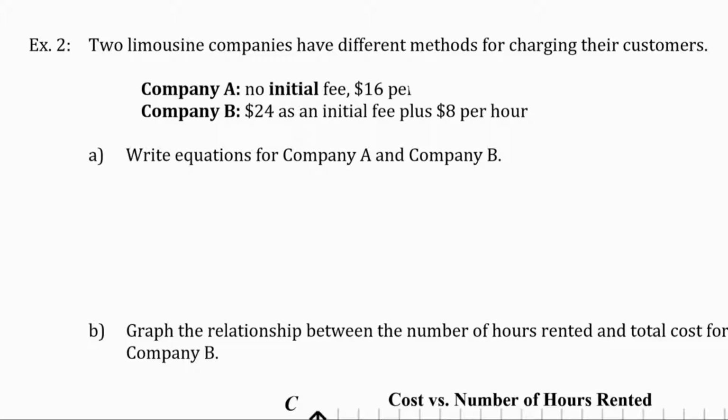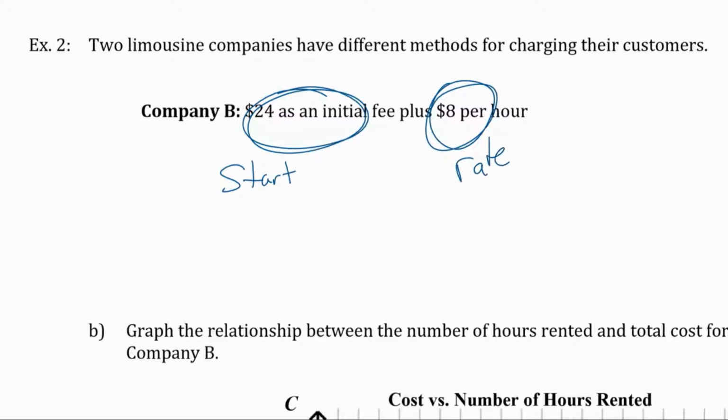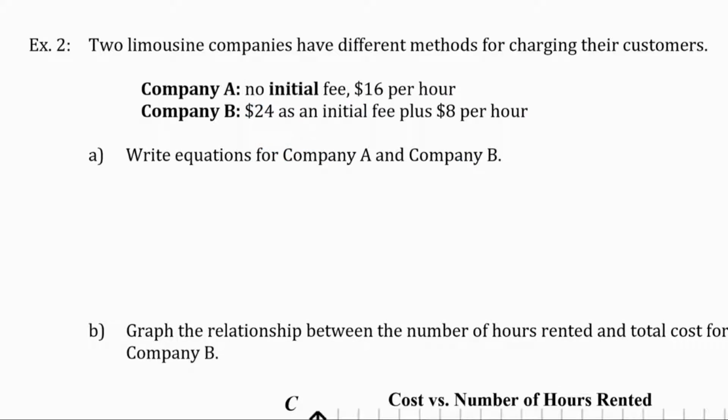What about company B? So let me get rid of all of this and let's just focus on B. Company B has a 24 initial fee. There's your start, because that's the amount up front. And $8 per hour. There's your rate. So again, for this one, I can break it up into those two important properties, and I can see that this is the description of the linear relation in words, and I can turn that into a rule or an equation or whatever I want. So each of these has their own equation, and separately they are linear relations.